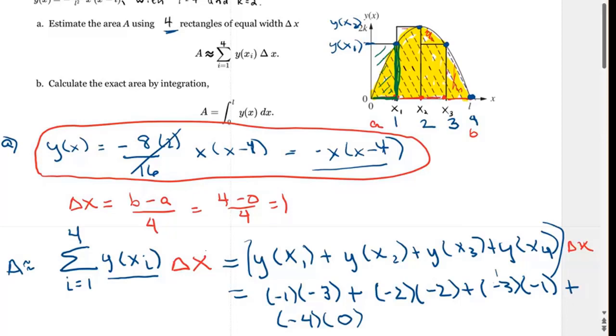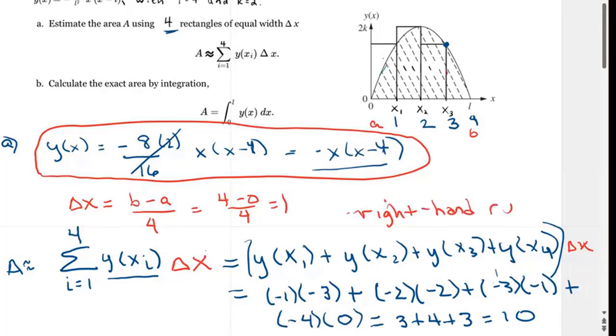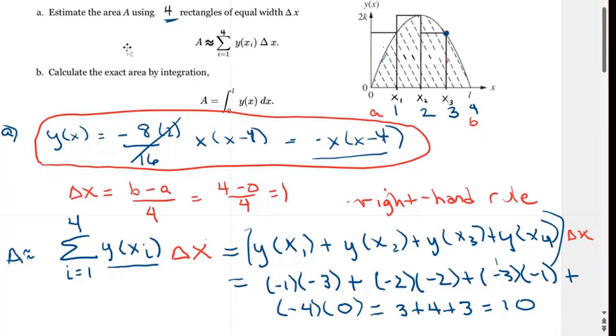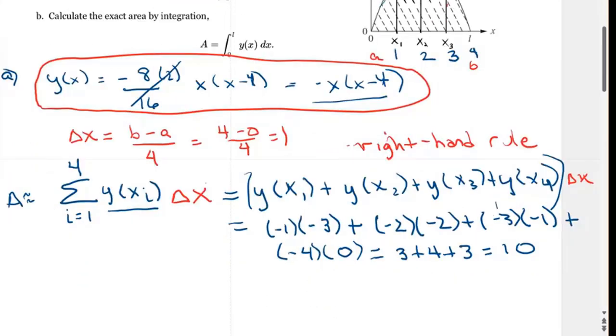I think maybe I should erase all this so that you can kind of see what the original picture looked like. If we add these all up, we get 3 plus 4, 3 plus 4 plus 3, yeah, and that's 10. My estimate using 4 rectangles and the right-hand rule, because I'm looking at the right side of the graph, my answer would be 10.